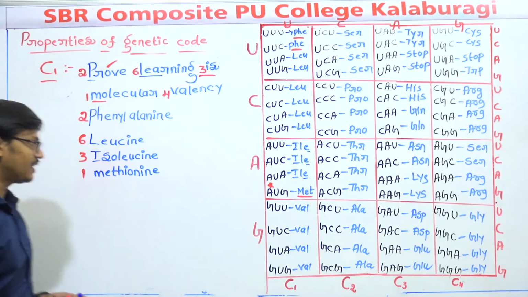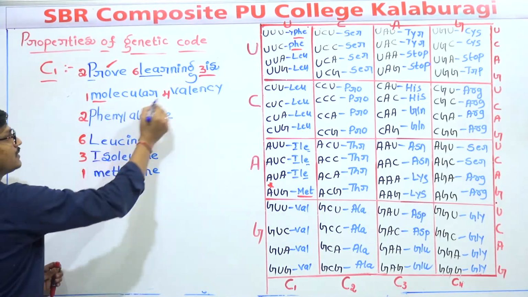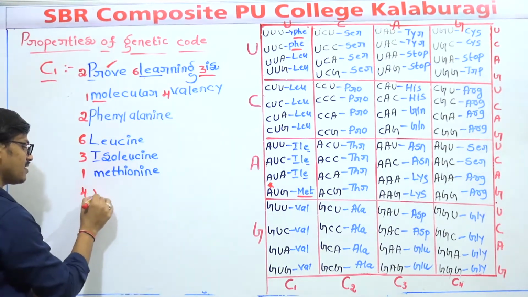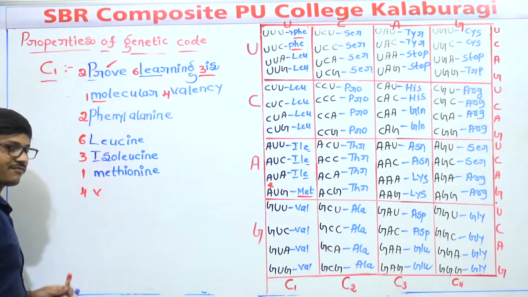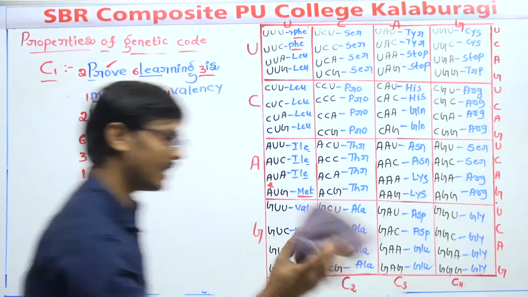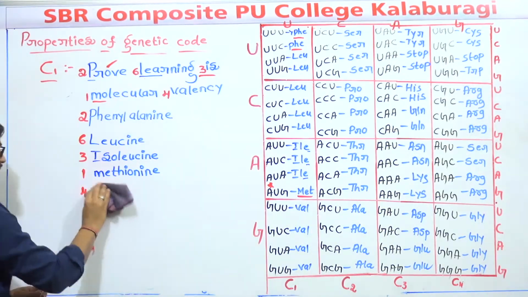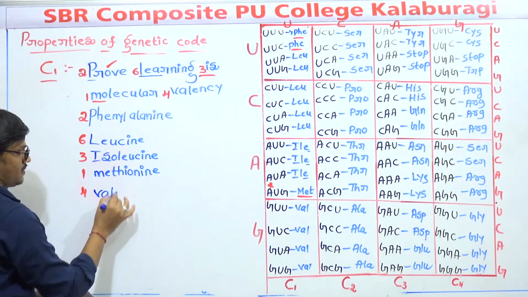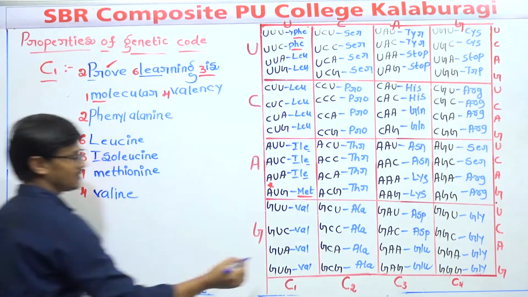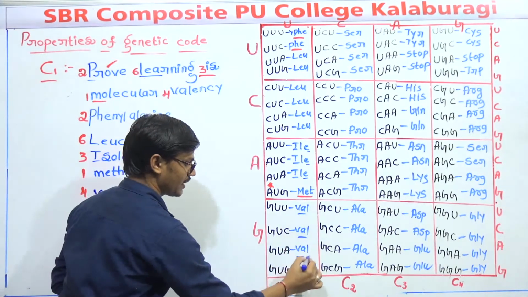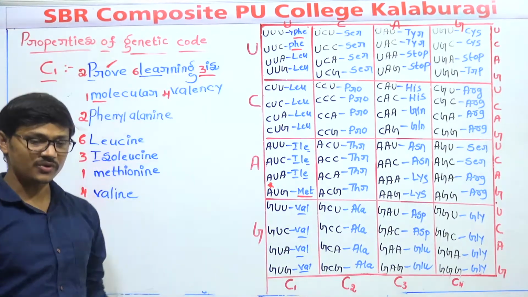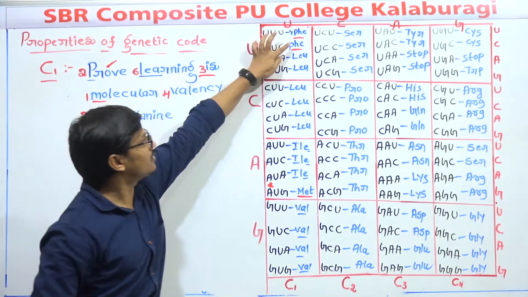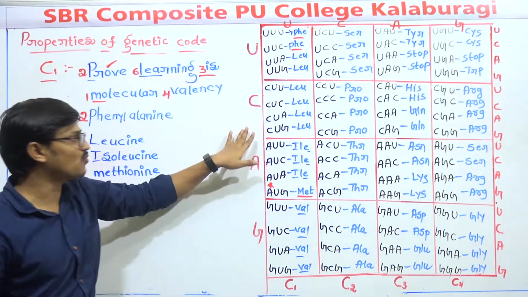Okay. And finally, I have written 4 valency here. So what is the meaning of 4 valency? Here valency means valine. See, 1, 2, 3, 4. So this is how you can remember all the codons and all the amino acid names in column 1.